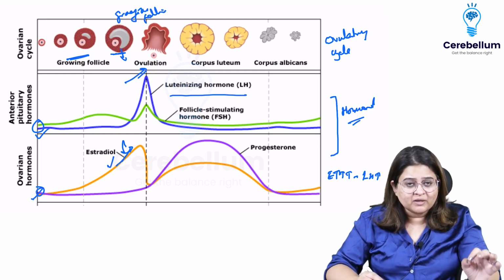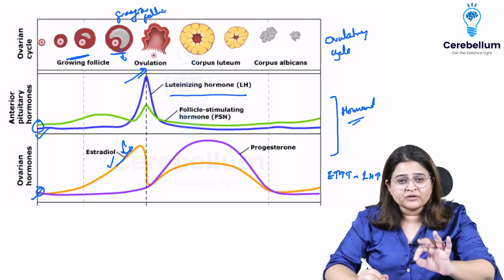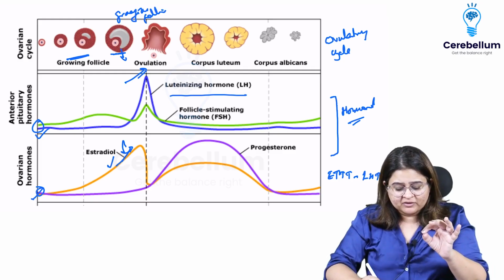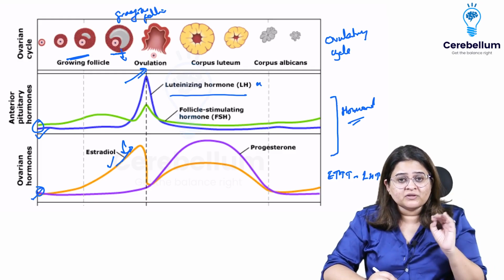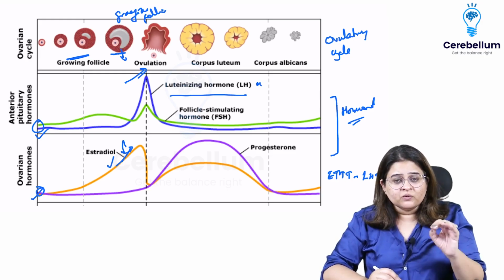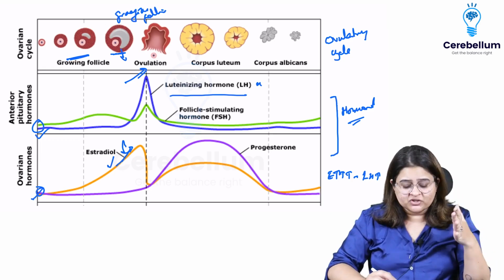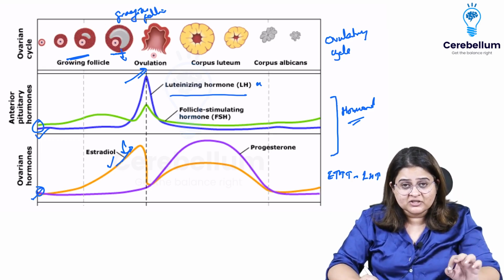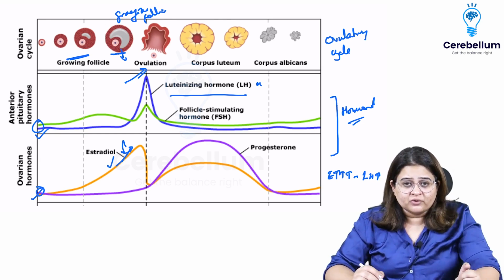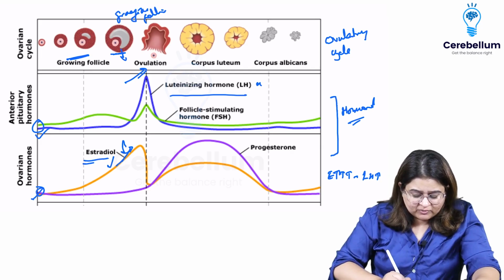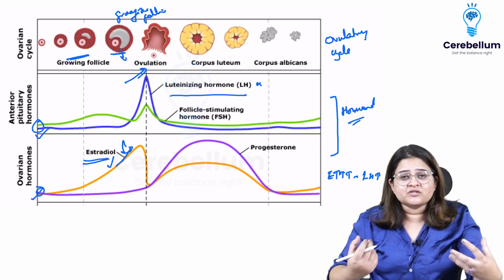So questions have come from this graph. They write the hormone as X, and you have to identify X. Or they will ask which hormone precedes ovulation. What precedes ovulation is the LH surge. This rise in LH is called the LH surge. And what precedes the LH surge is the rise in estradiol. Remember, the main hormone in the reproductive woman is estradiol.